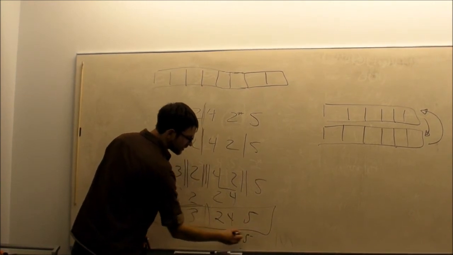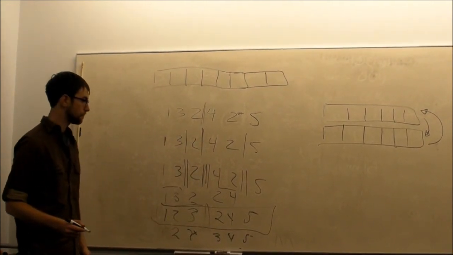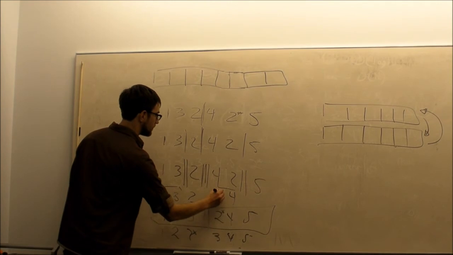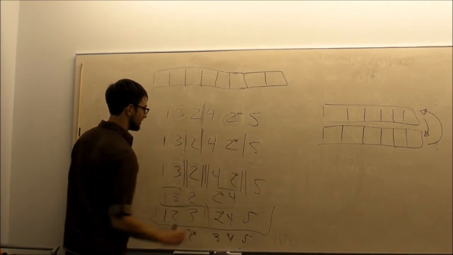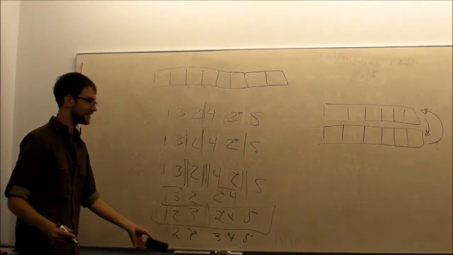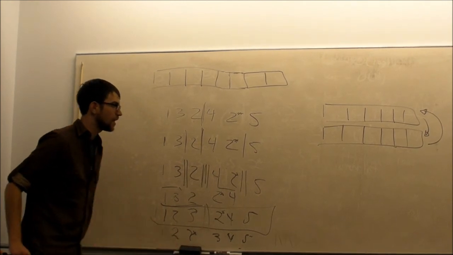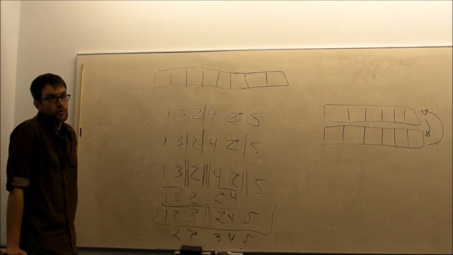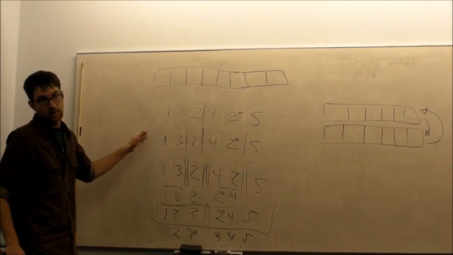3, 4. Wait, which one's the star? There. There we go. Okay, got it. It just appeared in the right place. Yeah. And so merge sort is great because it's a stable sort.